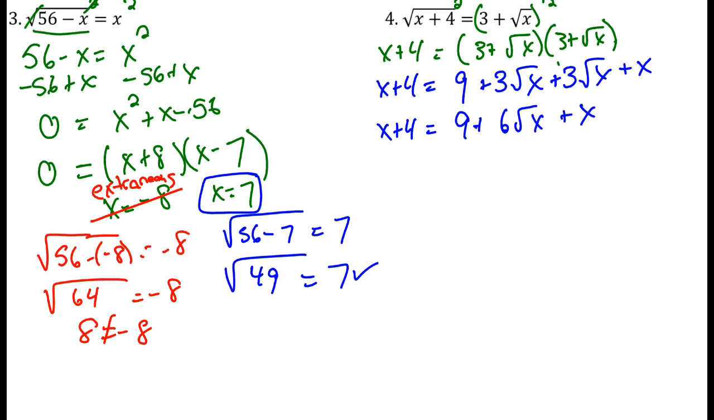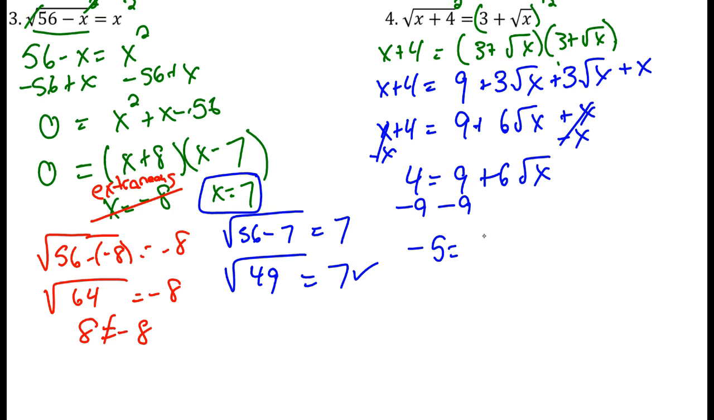Well, the first thing I'm going to do is subtract that x over, because now I have only one square root to deal with and can isolate that radical. Going to now isolate this radical, so subtract 9. Negative 5 equals 6 radical x. And divide by 6, and get negative 5 sixths equals radical x.